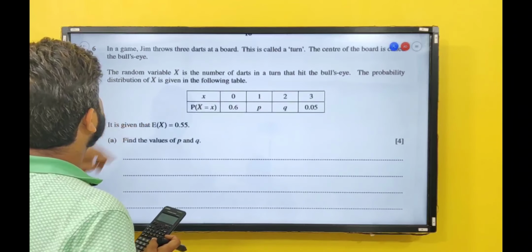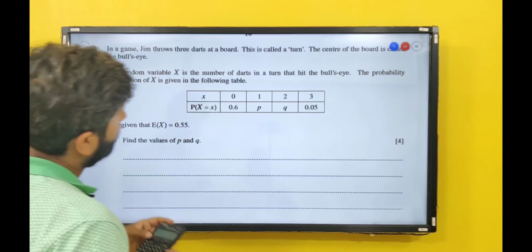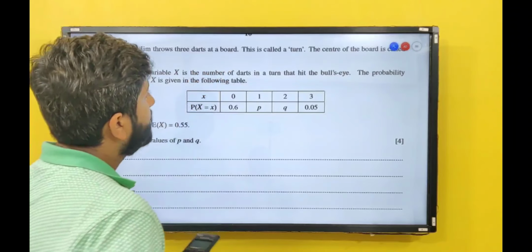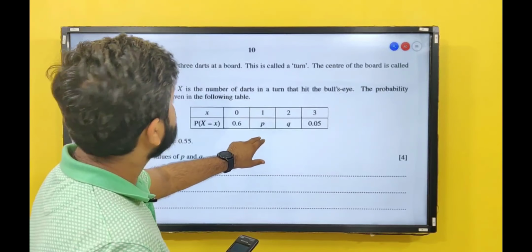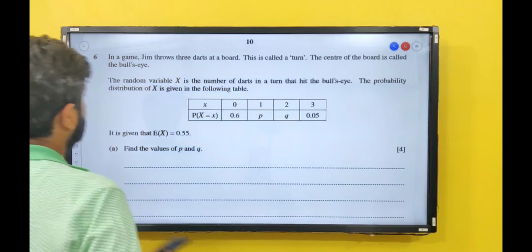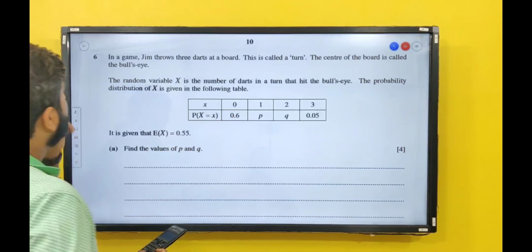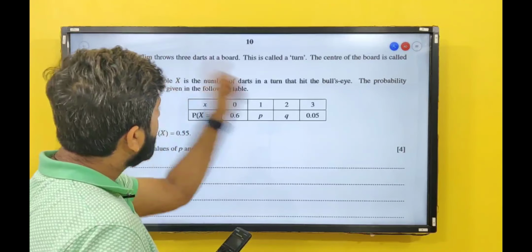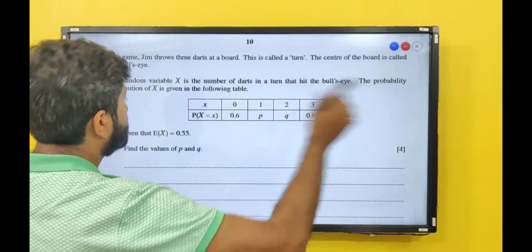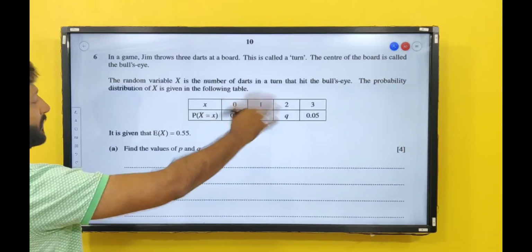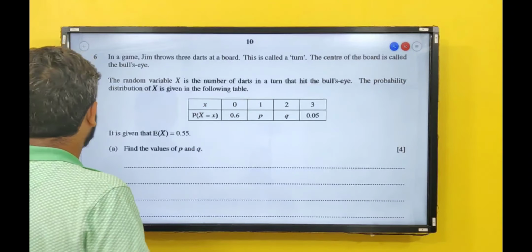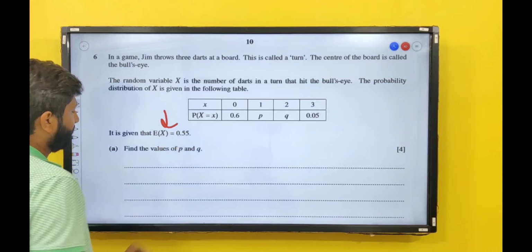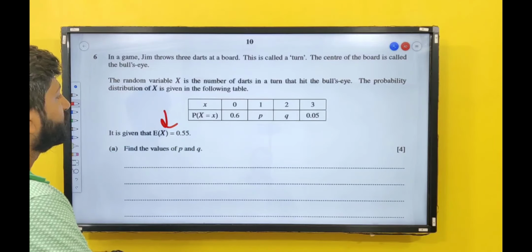In a game, Jim throws 3 darts at a board. This is called a turn. The center of the board is called the bullseye. Okay. The random variable x is the number of darts in a turn that hits the bullseye. Find the probability of the probability distribution table is given. Okay, it is given that mean is 0.55. Okay, find the value of p and q.